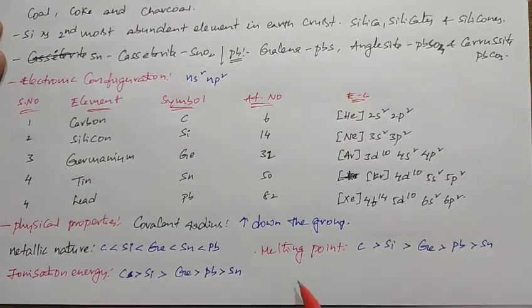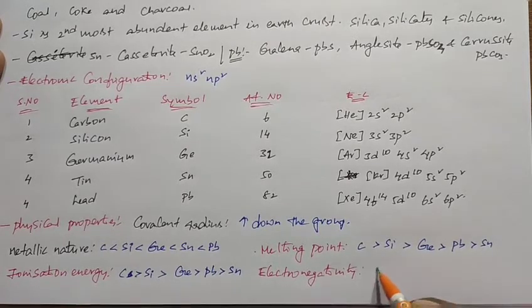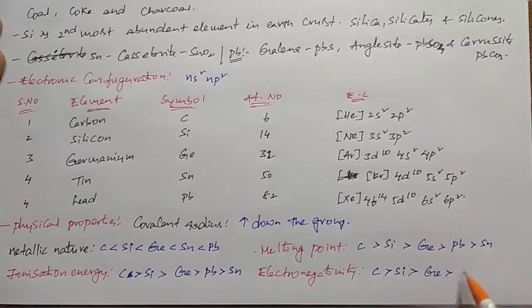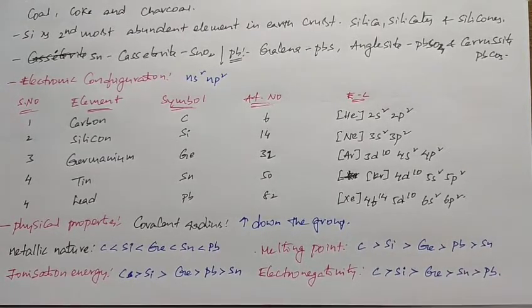Next one is electronegativity. The electronegativity of group 14 elements decreases down the group. Carbon is highest, then silicon, germanium, tin, and lead. This is the decreasing order of electronegativity of group 14 elements.